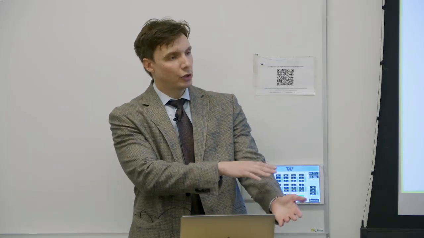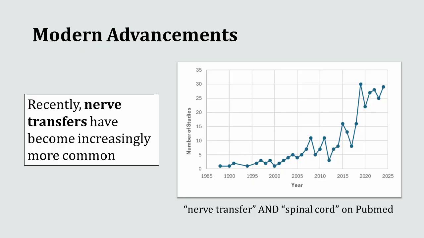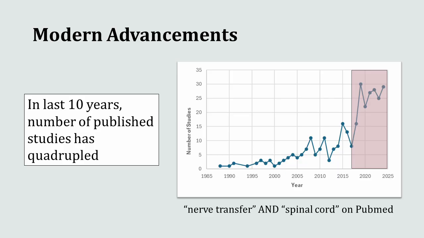So what's new? And the answer to that is nerve transfers. We've used nerve transfers for several decades in patients that have had nerve injuries closer to the fingers, outside of the neck and down into the armpit and the elbow and forearm and hand. And they're becoming increasingly common. I just looked up the other day nerve transfer and spinal cord in one of our medical databases, and you can see in the last 10 years, studies have quadrupled in number, reaching nearly 30 studies per year on nerve transfer and spinal cord.